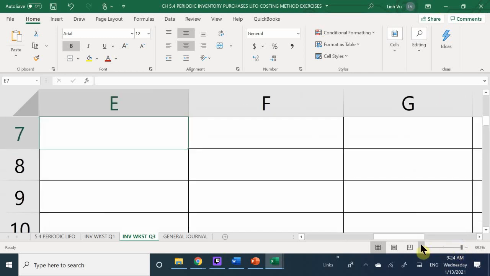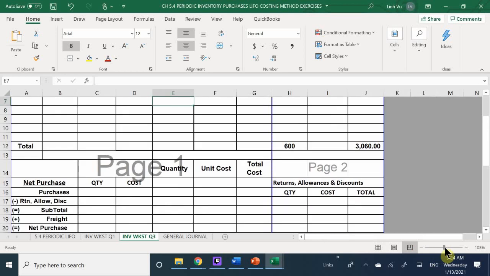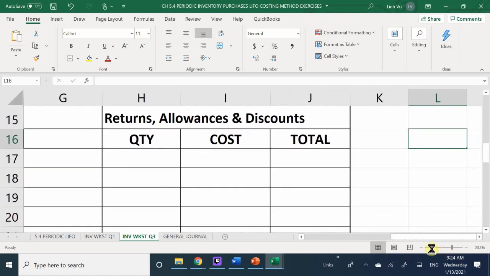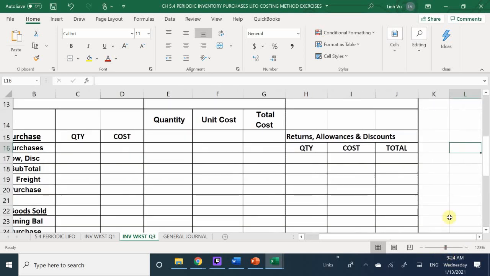Whoa, sorry about that, guys. Come on, mouse. There you go.